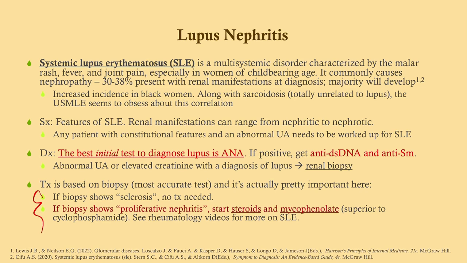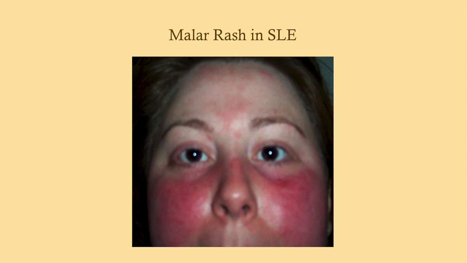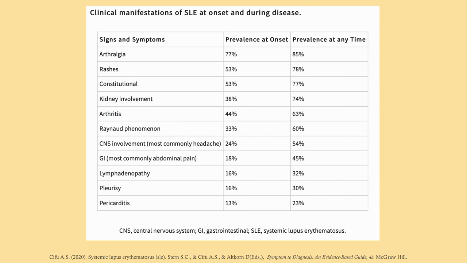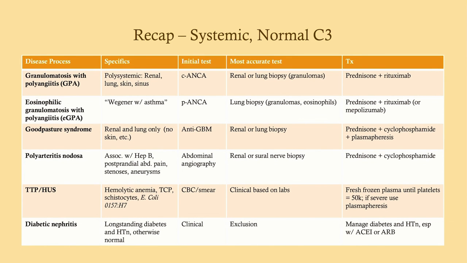You can read this here. I doubt this is going to come up, but just know that if we do have to treat lupus nephritis, it's going to be done with steroids and mycophenolate. This is the malar rash. And these are the symptoms prevalence at onset in lupus. And then this is a recap.